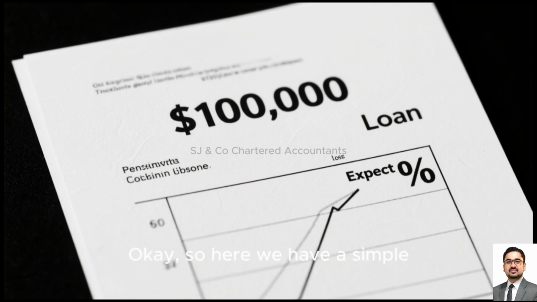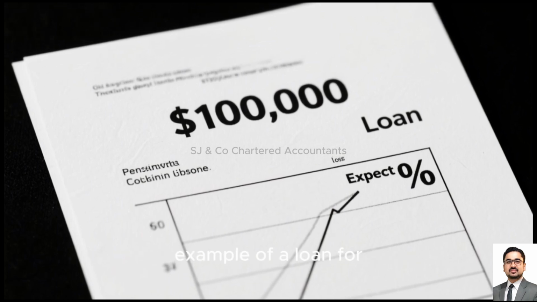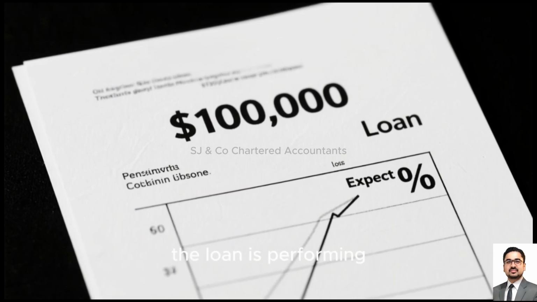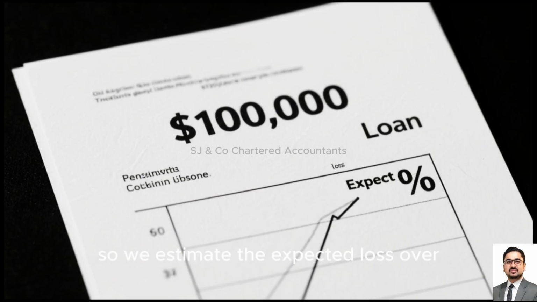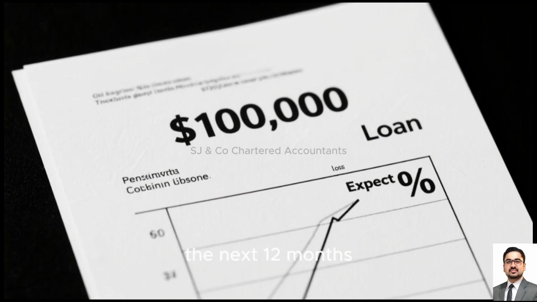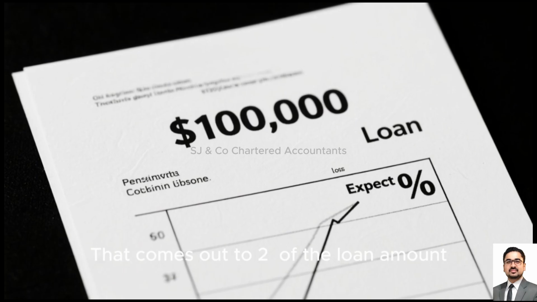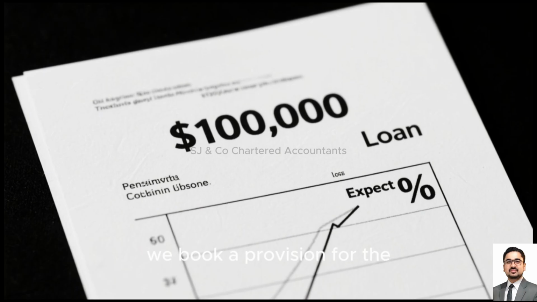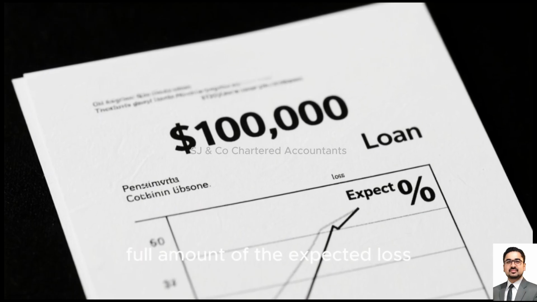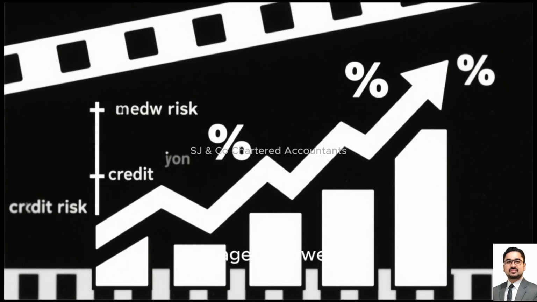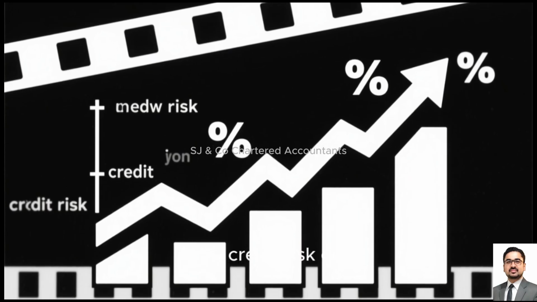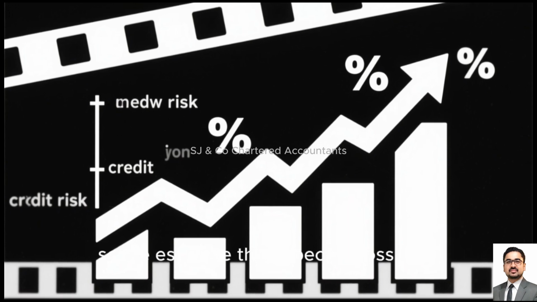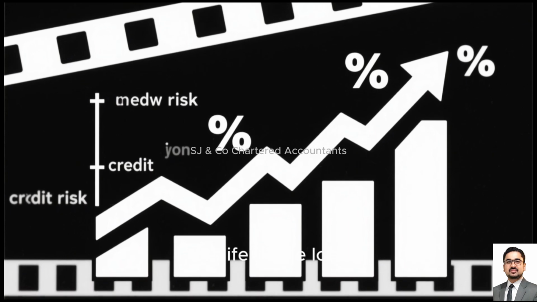Okay, so here we have a simple example of a loan for $100,000. In the first stage, the loan is performing, so we estimate the expected loss over the next 12 months. That comes out to 2% of the loan amount, or $2,000. So we book a provision for the full amount of the expected loss. In stage 2, however, the credit risk on the loan has increased significantly, so we estimate the expected loss over the life of the loan.